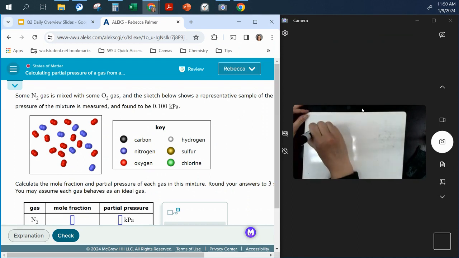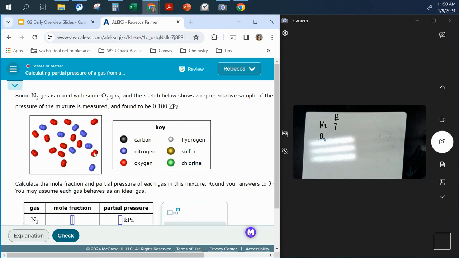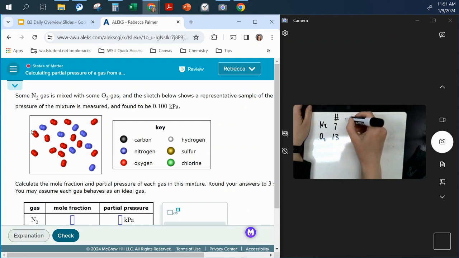Okay, so nitrogen and oxygen. Here, nitrogen is blue. So the first thing I'm going to do is just count the total. Nitrogen, I've got 1, 2, 3, 4, 5, 6, 7. And then oxygen, 1, 2, 3, 4, 5, 6, 7, 8, 9, 10, 11, 12, 13. If this was the test, I would double check because I don't want to miss it. It doesn't take that much time. And then I'm going to add them up. That gives me 20. Great.